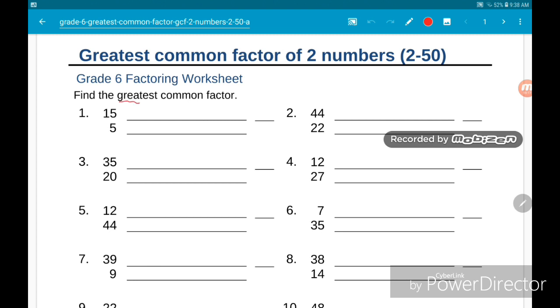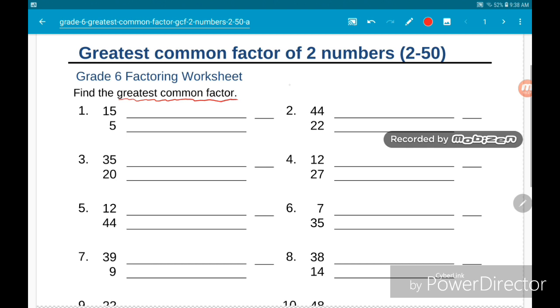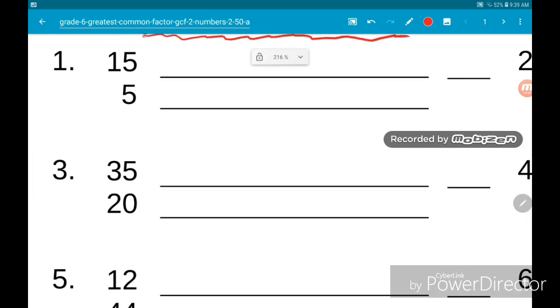We're looking for the greatest common factor. The greatest common factor is the biggest number, the biggest factor they have in common. It's also known as GCF. GCF, greatest common factor. That is not multiple, that's a factor. So we have these 2 numbers, 15 and 5. What we have to do is factor each of those first. Factor the first one, factor the second one. Circle the ones they have in common.